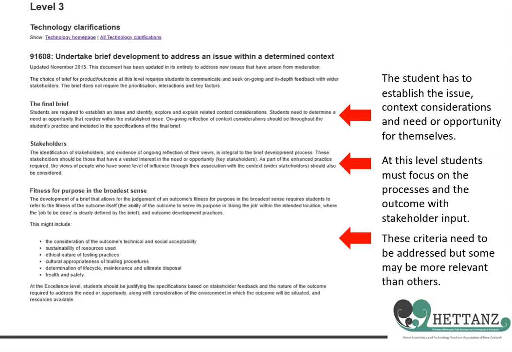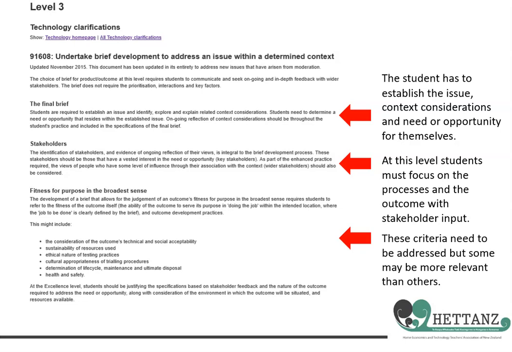A second point is that students need to identify stakeholders and involve them in the process of developing the outcome, as well as potentially the outcome itself. The number of stakeholders is not explicitly stated, but the use of the plural terms key stakeholders and wider stakeholders in explanatory note 2 of the standard implies that there should be at least 2 of each.